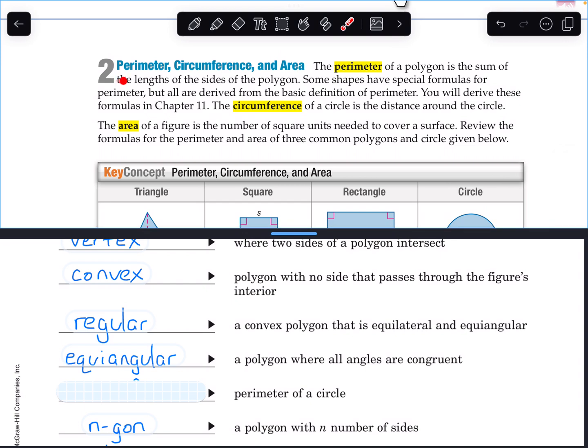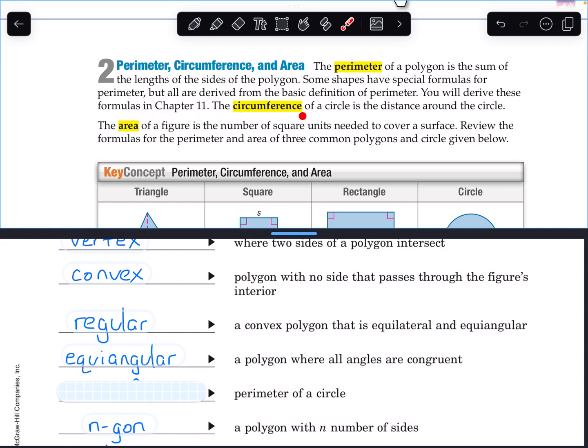Next up, finding perimeter, circumference, and area. The perimeter of a polygon is the sum of the lengths of the sides of the polygon. Some shapes have special formulas for perimeter, but all are derived from the basic definition. So you could always find perimeter by just adding the sides. Specific shapes sometimes have shortcuts. You will derive these formulas in Chapter 11.